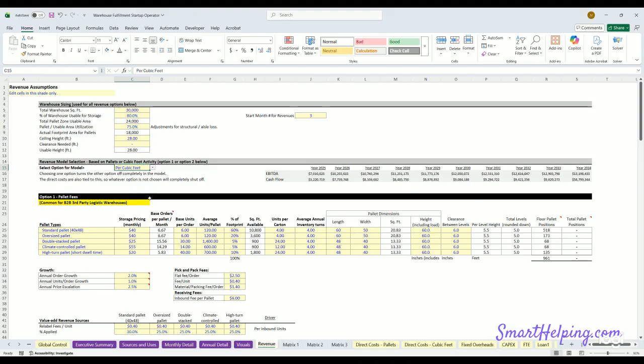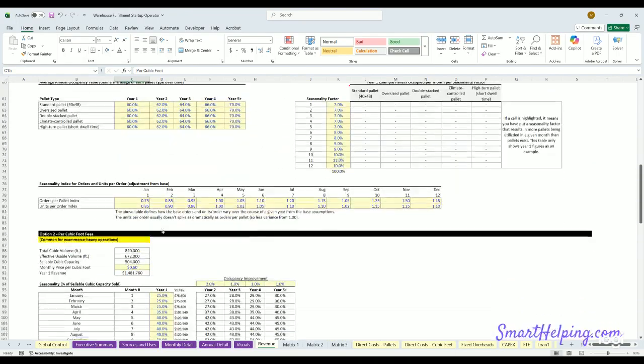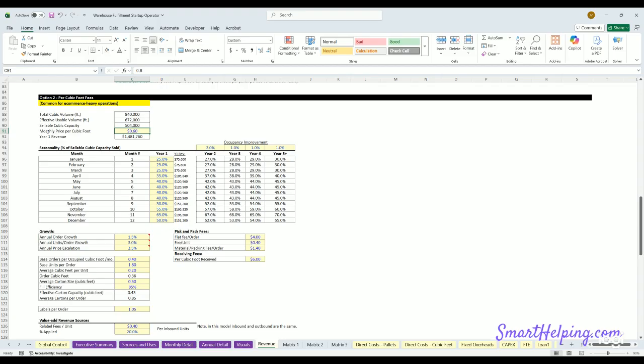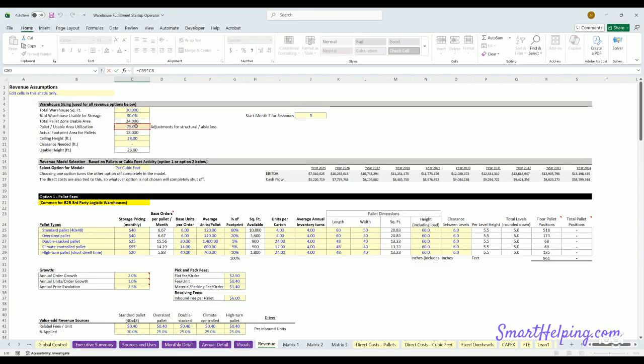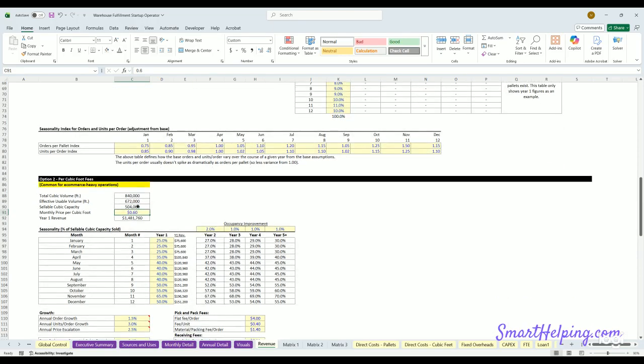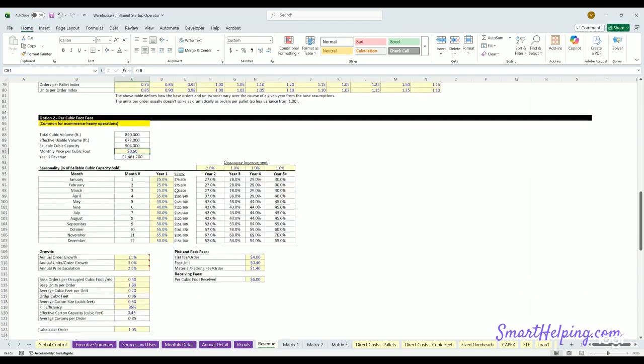So we switch over here to per cubic feet. So we're going to ignore everything we just talked about, and instead we're charging based on monthly price per cubic foot. We have seasonality here, and this seasonality is just saying in each month, what percentage of the total sellable capacity. So you have your total cubic volume, the effective volume, and then the sellable. The sellable is again based on this. You've got aisles and things you have to account for, so that percentage. So that's how much space you can essentially sell, what you're selling it for, and then how much of this 500,000 is being used or occupied in each month of a given year.